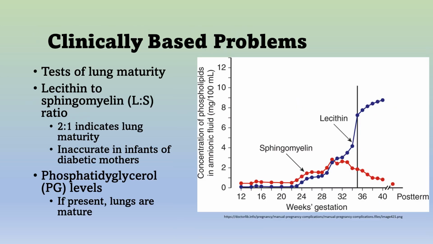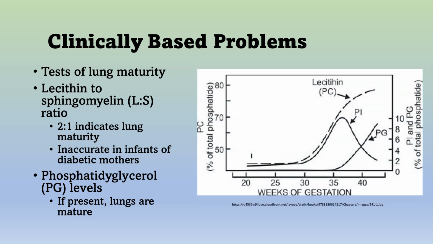The lecithin to sphingomyelin ratio and phosphatidylglycerol levels are tests that can be performed prenatally to assess the infant's lung maturity. Lecithin is produced by the fetal lung, while sphingomyelin is a non-fetal membrane lipid found in amniotic fluid and begins to fall by 32 weeks. An L/S ratio of 2:1 indicates lung maturity. However, it is not accurate in infants of diabetic mothers. Phosphatidylglycerol production increases by about the 35th week. If it is present in the sample, it indicates lung maturity.